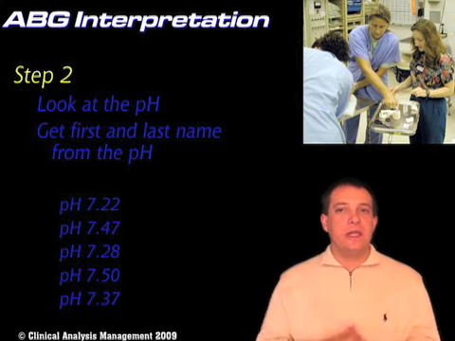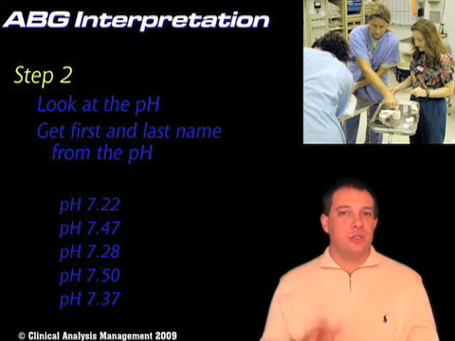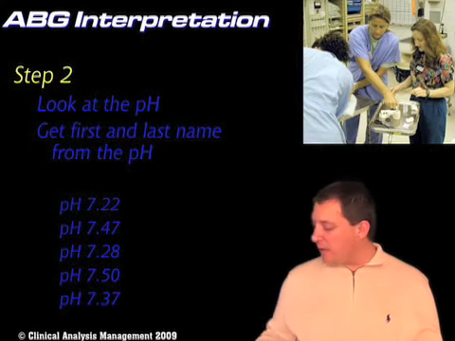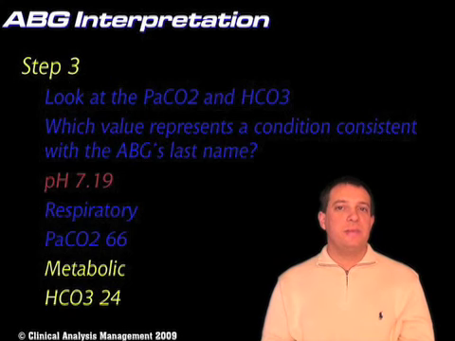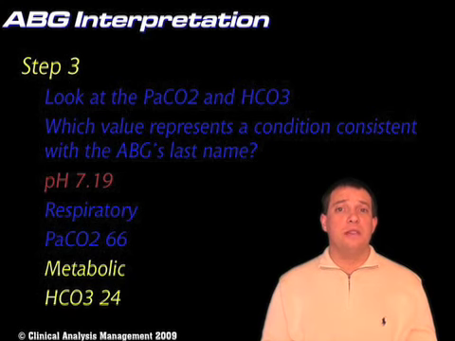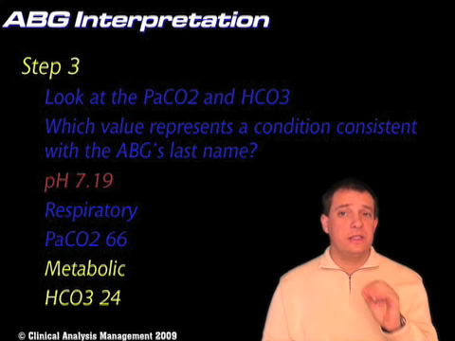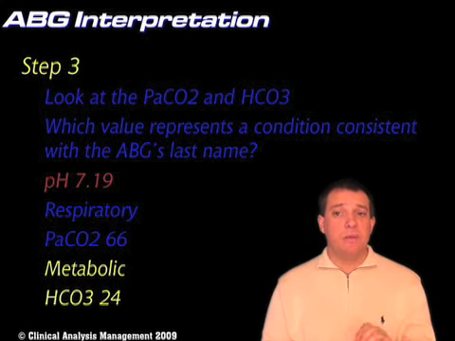So just looking at the pH, we've already got 2/3 of our job done in interpreting an ABG. We've already got a first name and we've already got a last name. Now, let's look at the third step of this. We've already figured out the first name and the last name, so really all we've got left to do is figure out what the middle name is. And the way we figure out the middle name is really simple. All we're going to do is we're going to look at the CO2 and we're going to look at the bicarb.